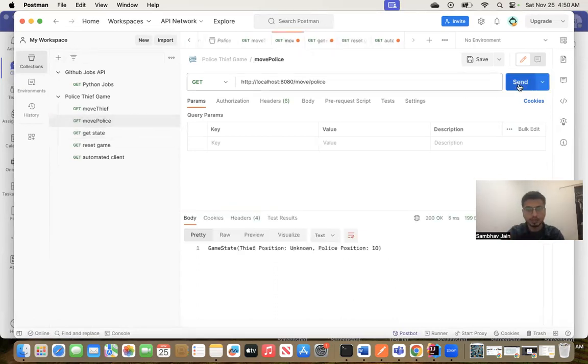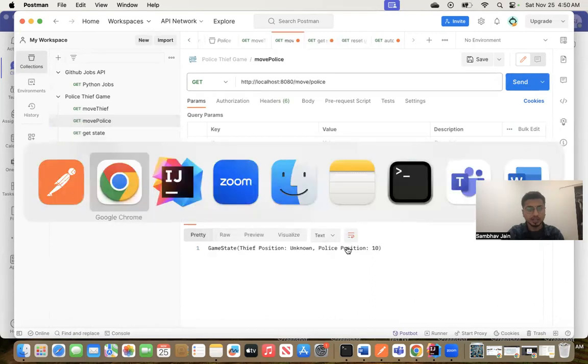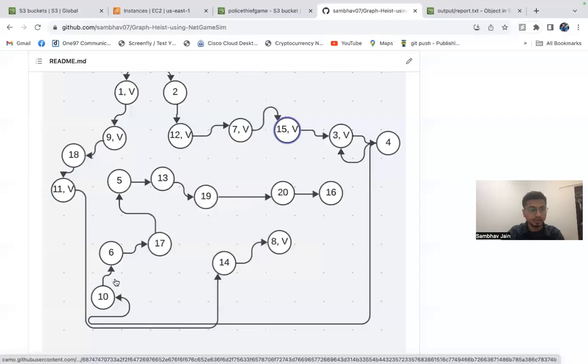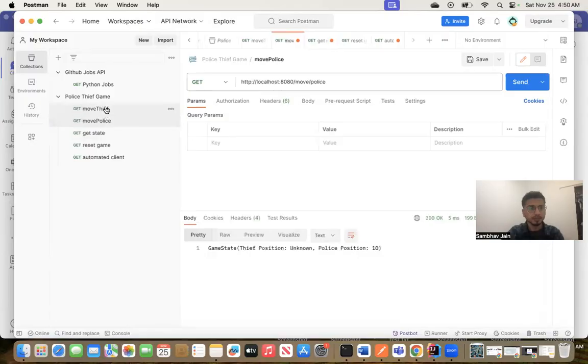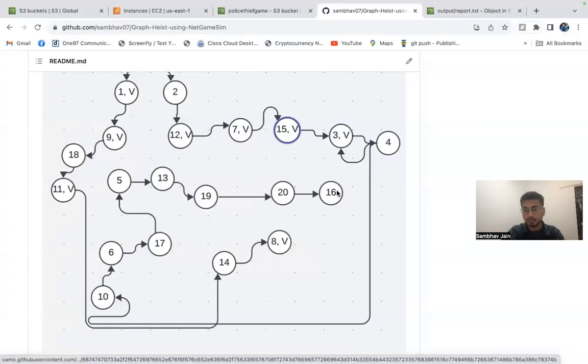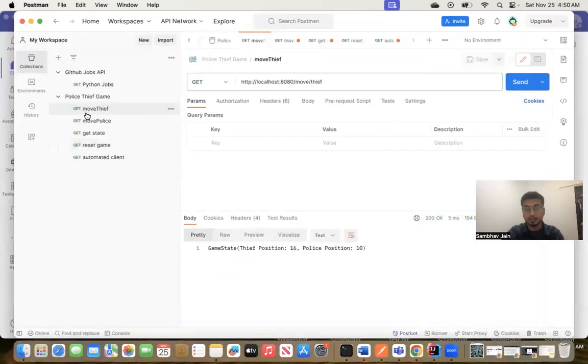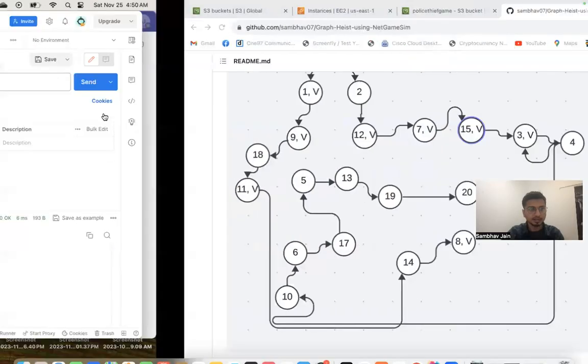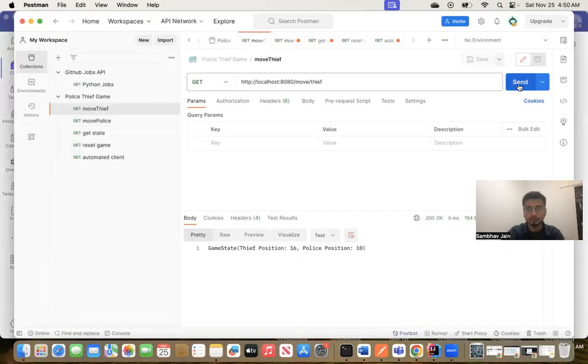Now let's start with police here. So police is assigned position 10. So police is probably here. If we make the thief move, thief is at 16 now. Thief is already placed at a leaf node. Now police makes a move. Sorry, police is at 6. And if thief makes a move, thief is stuck now. So thief is stuck at node 16 and cannot make a move and the game is over, restart the game.